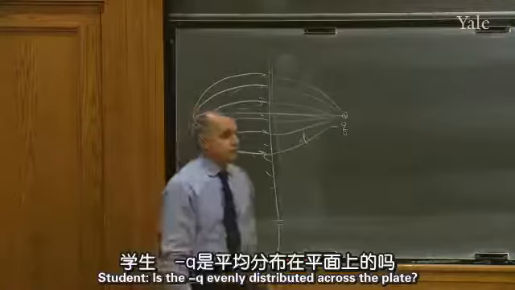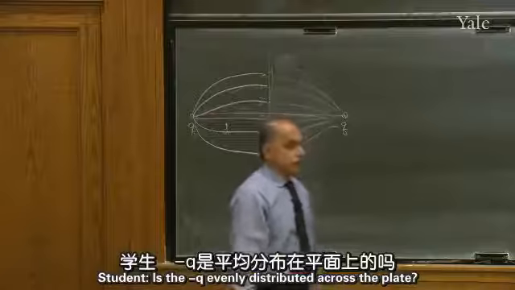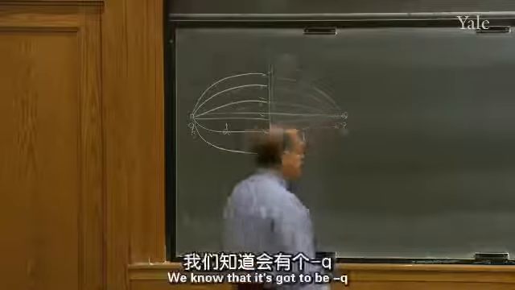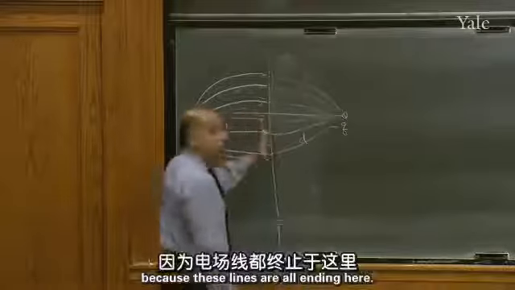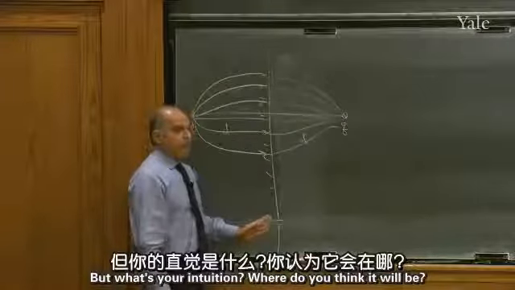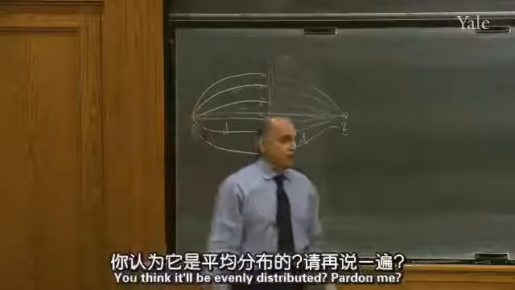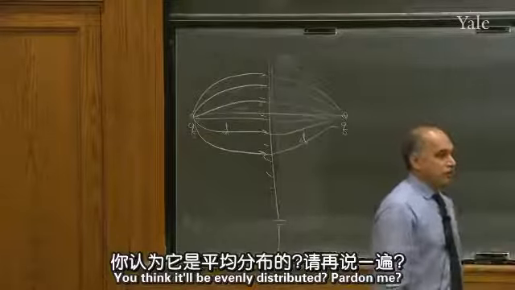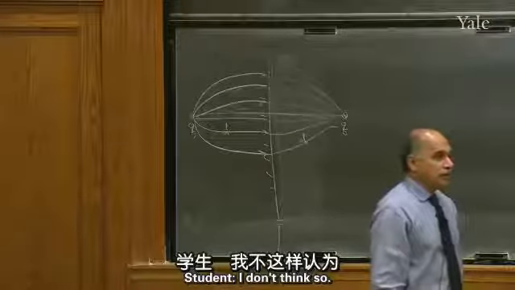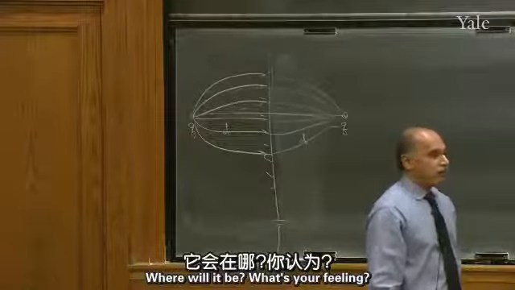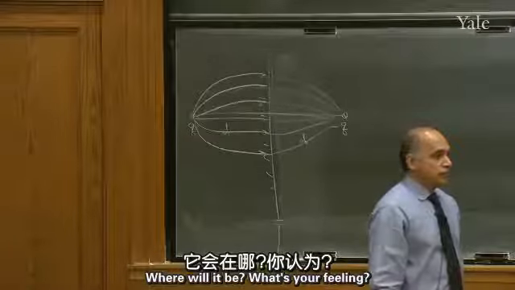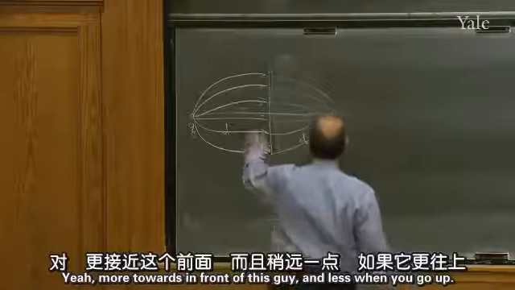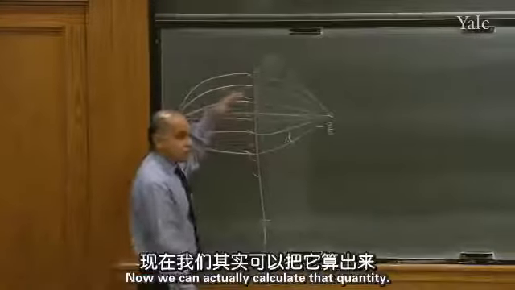Yes? Is the minus Q evenly distributed across the plate? Let us ask, where is the minus Q? We know that it's got to be minus Q because these lines are all ending here. But what's your intuition? Where do you think it'll be? You think it will be evenly distributed? Pardon me? I don't think so. Where will it be? What's your feeling? Slightly more towards the middle. Yeah, more towards in front of this guy and less when you go out.